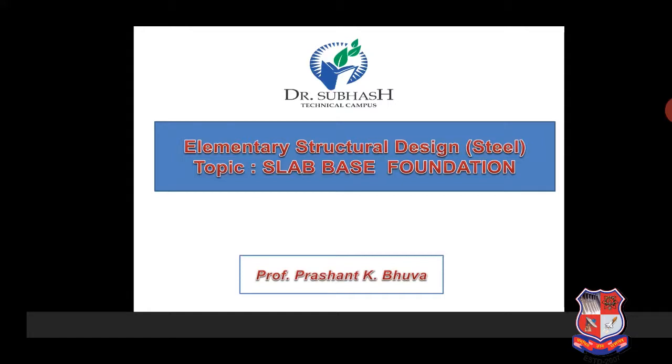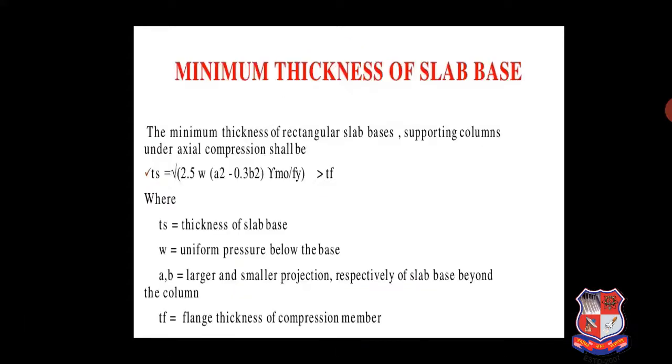Now next is the minimum thickness of slab base. As per the equation given, the minimum thickness of a rectangular slab base supporting a column under axial compression is denoted as ts, the thickness of slab base, equal to the square root of 2.5 w (a squared minus 0.3 b squared) multiplied by the partial safety factor gamma m0, divided by fy, and the value of ts shall not be less than tf. tf means thickness of flange. So our thickness of base plate should not be less than the thickness tf.